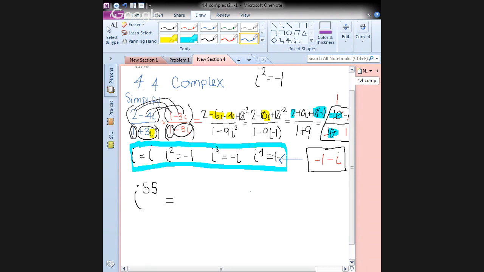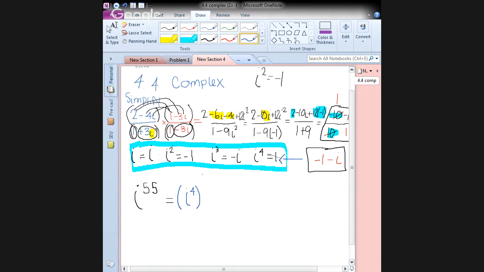We like that because 1 is easy to work with. So what I'm going to do is say i to the 4th, which is really just 1, but I'm just going to write it as i to the 4th right now. And I'm going to figure out how many times 4 goes into 55. If I say 55 divided by 4, it gives me 13.75. So that means it only goes in a total of 13 times.